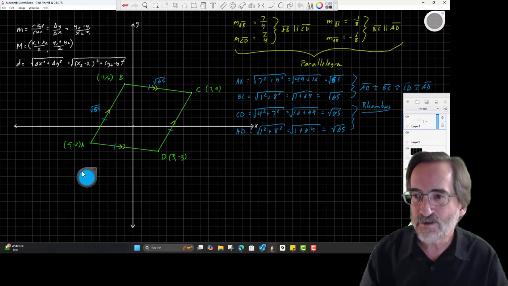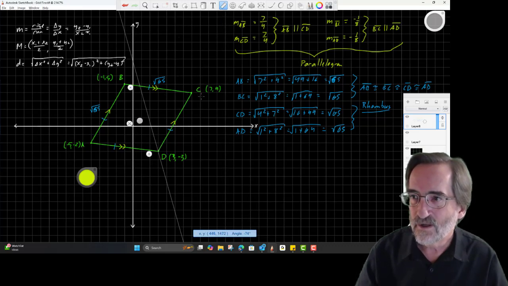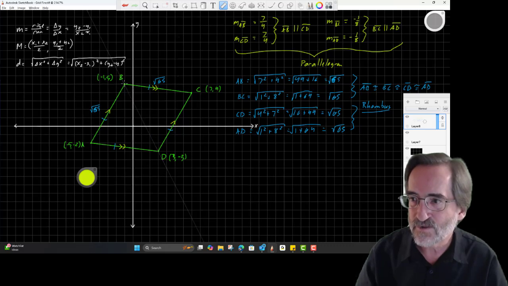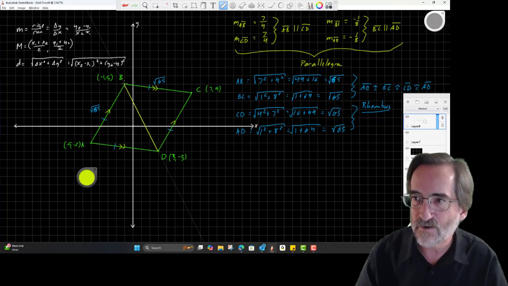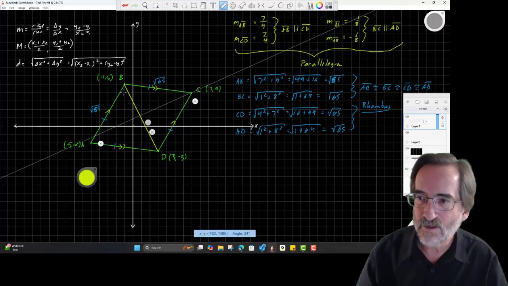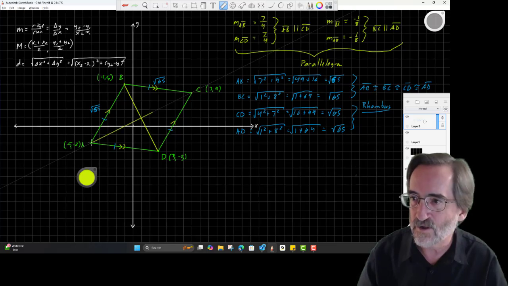Okay, let's change colors again and let's deal with diagonals. Dia meaning through, diagonals, through the angles basically is what it means. Diagon, gons are angles in Greek. Lots of Greek in math terms. Dia meaning through, gonal meaning angle, through the angle.